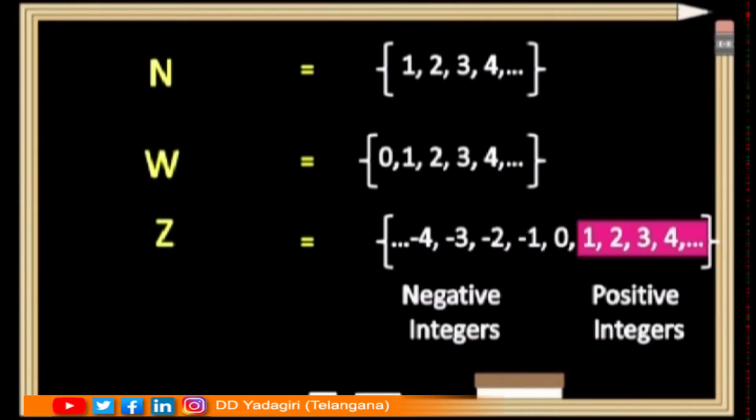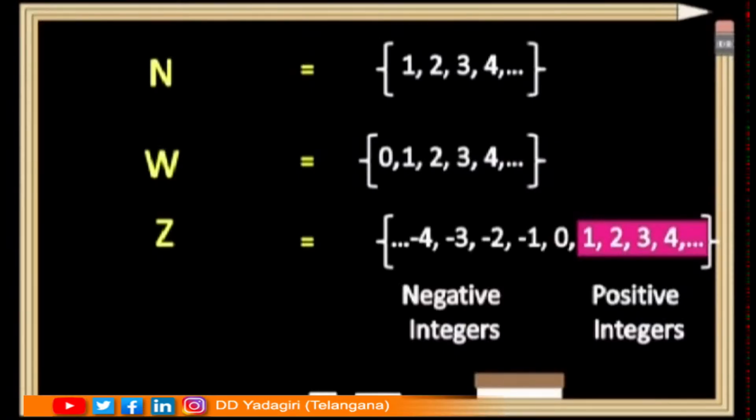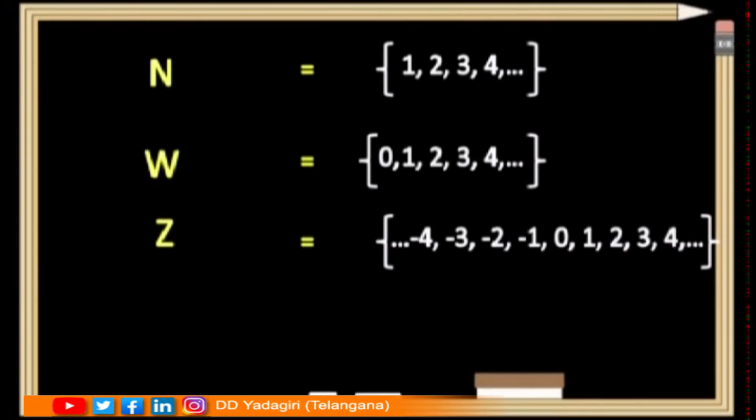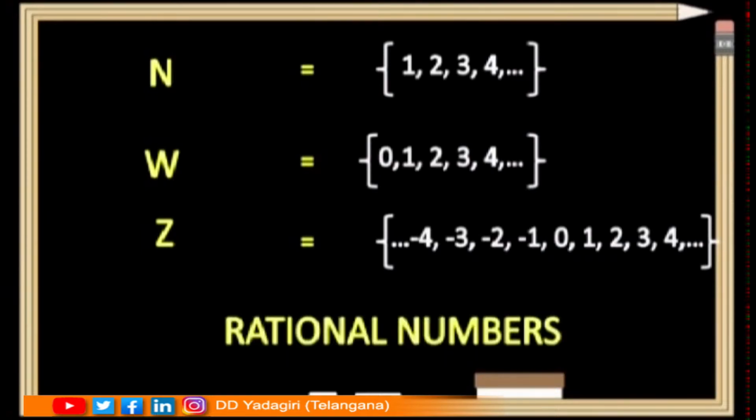So here observe, all natural numbers lie in the whole numbers, and all whole numbers are contained in the integer set. So we can say that the natural number set is contained in the whole number set, and the whole number set is contained in the set of integers. So N is a subset of W and W is a subset of Z. Next, what type of numbers are missing in this set of integers? Did you observe, students? Yes, those are rational numbers.